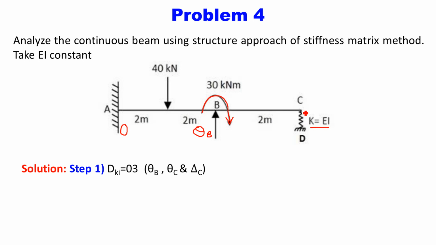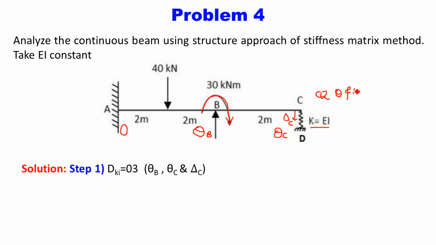And since spring support is provided at point C, spring support behaves like a simple support. It means there will be a rotation theta C. But of course, because of this external load, the spring will get compressed and it will deform vertically downward. This compression of spring is called vertical displacement of point C, which is delta C. So in short, at spring support, there are two kinematic unknowns. At spring support, DKI equal to 2, that is theta and delta.